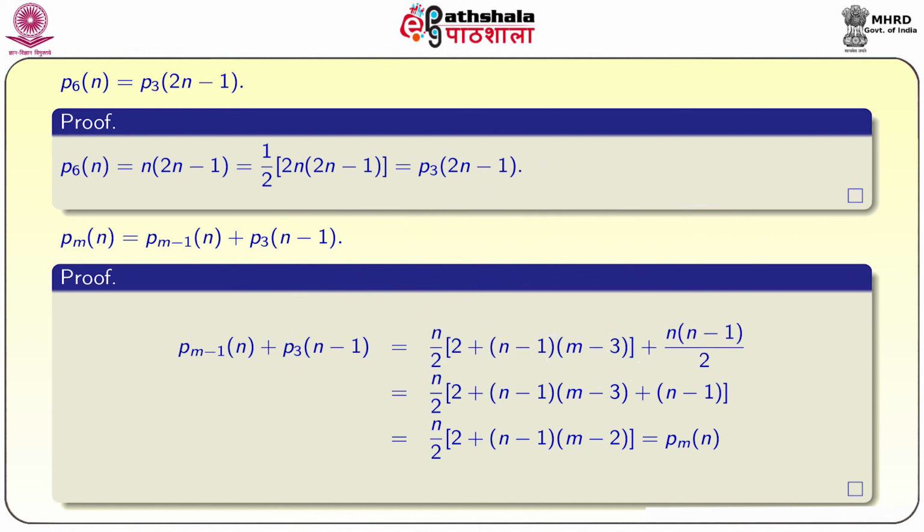The proof is easy, we are skipping the proof. Similarly, P m of n is equal to P m minus 1 of n plus P3 of n minus 1. So, triangular numbers are there everywhere, meaning the nth term of the mth polygonal number and the nth term of the (m minus 1)th polygonal number are related with the (n minus 1)th triangular number. Again, the proof is straightforward.